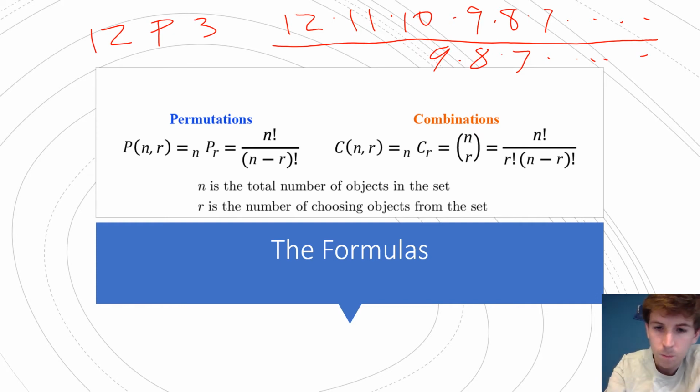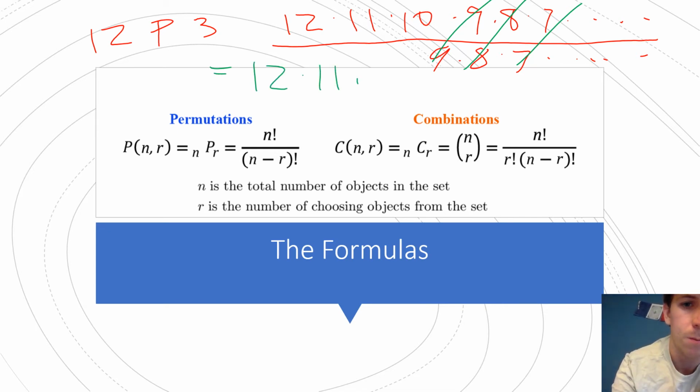And notice that all of these terms start canceling out, and that's why it simplifies down to that 12 times 11 times 10.